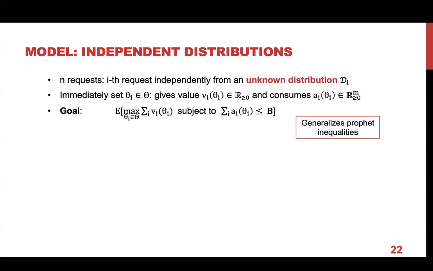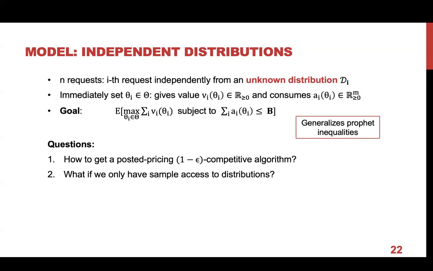Okay, for identical distributions, this didn't matter because you can learn as you go. For non-identical distributions, you cannot hope to learn as you go because the future could be very different from the past. But this is where you are given a few samples. And for this setting, again, the main question is how to get a 1 minus epsilon, ideally a posted pricing algorithm, if we have sample access to these distributions.